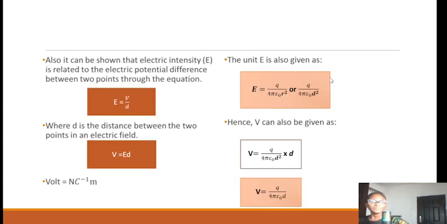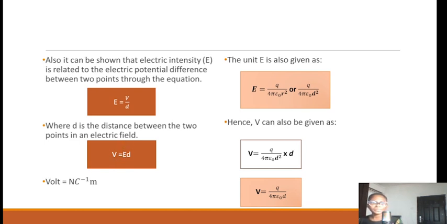Also, it can be shown that electric field intensity is related to the electric potential difference between two points through this equation. The former one, we said E is equal to F over Q. Also, electric field and potential difference have a relationship, and that is E is equal to V over D. And also we know that V is equal to ED. Can we actually get another formula for this? Yes, we can. Recall what we got as our E, then we put it here.